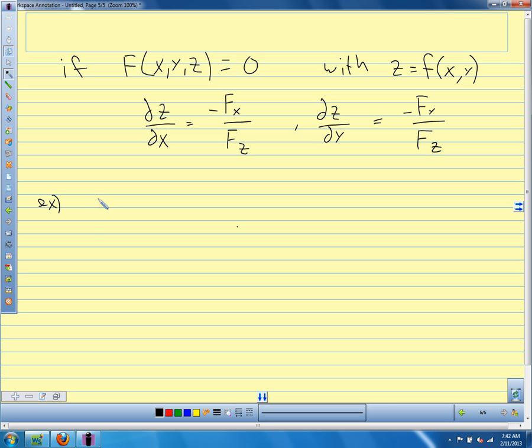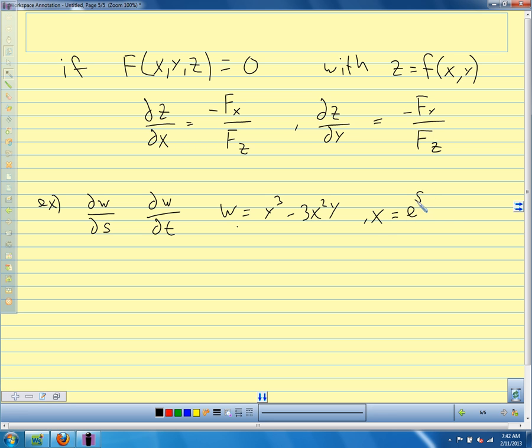So we want to find the partial of w with respect to s, and the partial of w with respect to t, where w equals y cubed minus 3x squared y, x equals e to the s, y equals e to the t. And we want this at s equals 0 and t equals 1. So we want to find these partial derivatives with respect to s and with respect to t. And x and y are functions of s and t at these particular values.